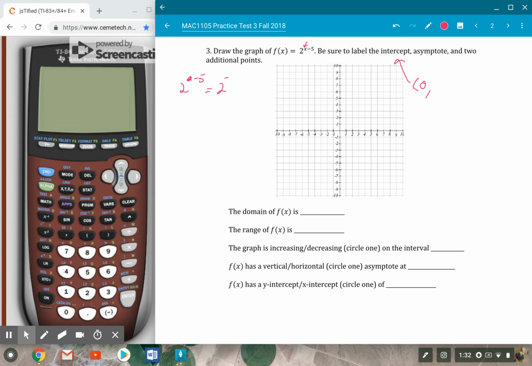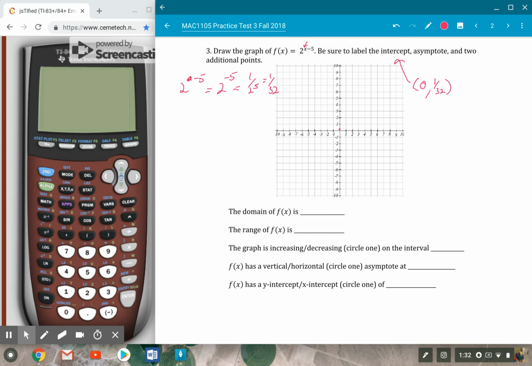which is the same thing as 2 to the negative 5. And so that's essentially 1 over 2 to the 5th, which is 1 over 32. So your intercept is right here, over 0, just up a very small bit, 1 over 32. And then for my 2 additional points, I could plug in numbers to see what I could get.